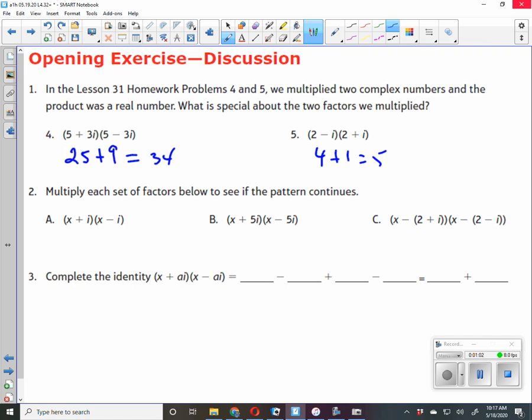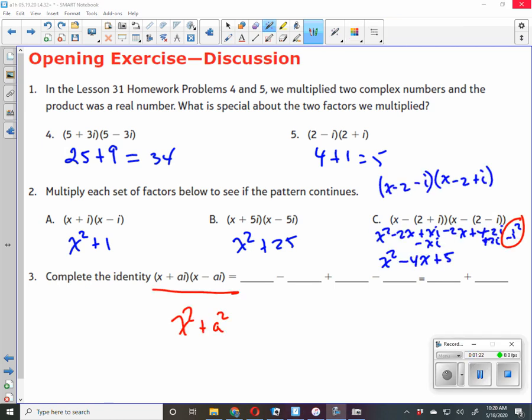And so they're asking you to just pay attention to these. And I'm moving fast, but you guys can test these out, right? This becomes x squared plus 1. This one becomes x squared plus 25. This one gets a little bit crazier. All right, go ahead and check my work, see if it's right. We're going to move on from there.